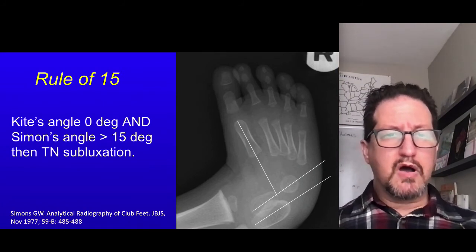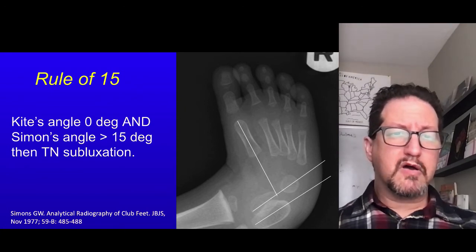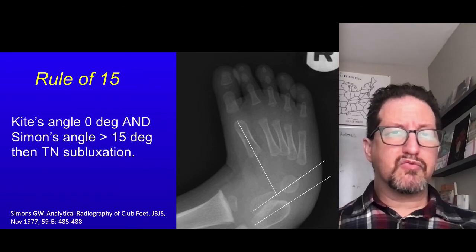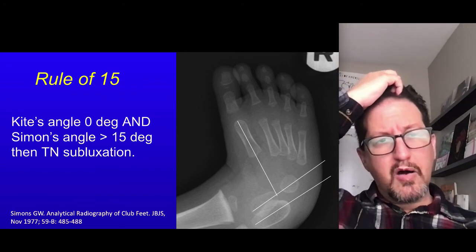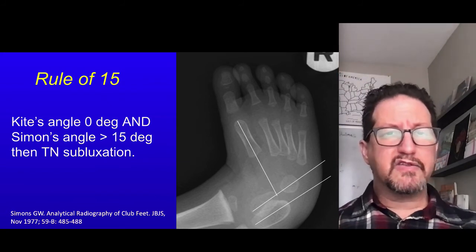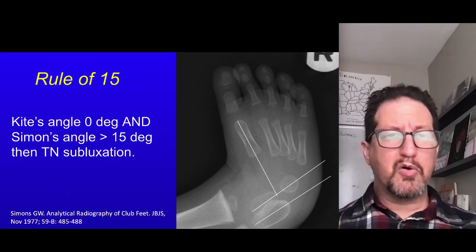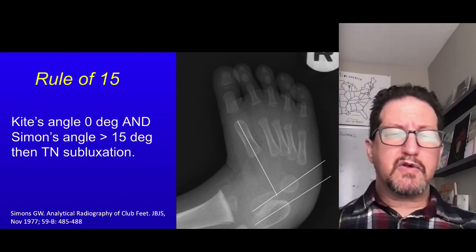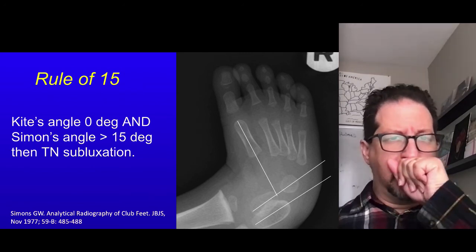And Simmons was a physician who looked at the radiography of clubfoot in order to help surgeons predict the kind of procedures that they would need to do, whether they were soft tissue releases or bony work or something like that. And he looked at the talocalcaneal angle and the talo first metatarsal angle. So the talo first metatarsal angle is Simmons angle.